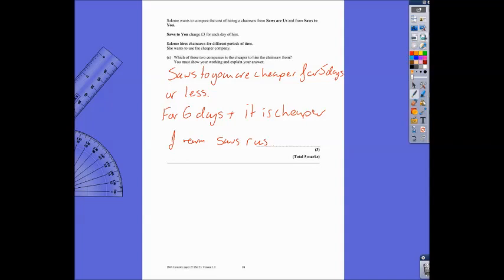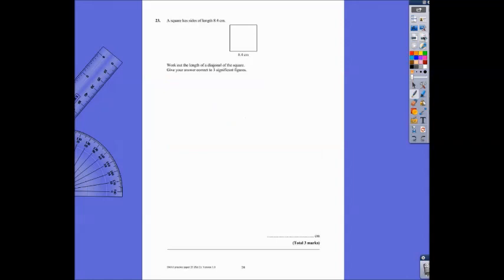Question 23. A square has sides lengths of 8.4 centimetres. Work out the length of the diagonal of the square. Give your answer correct to 3 significant figures. Now the diagonal of the square means from corner to corner like that. So if that's 8.4 and that's 8.4, and we know that that's a right angle, we've actually got a right angle triangle in there, so we're going to be using Pythagoras' Theorem.